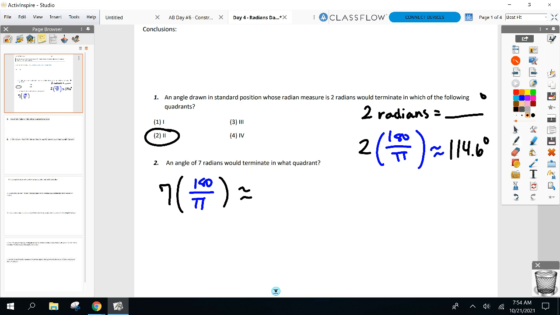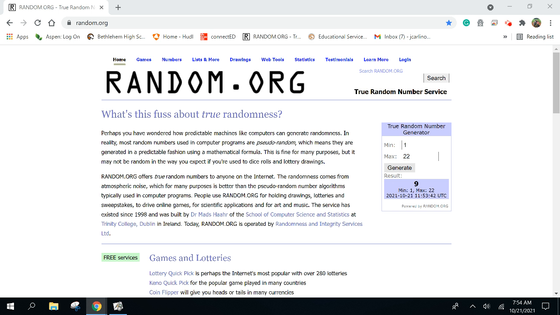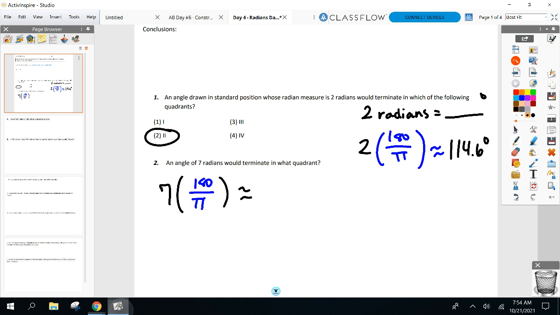Give you guys a second. That's about how many degrees? I just said 401.1. About 401.1 degrees, yep. Now, some of you could maybe just handle 401 and tell me what quadrant. Some of you, like me, maybe prefer it to be between 0 and 360. I work a lot better when I'm between 0 and 360. Some of you may be able to handle 401 as it is.